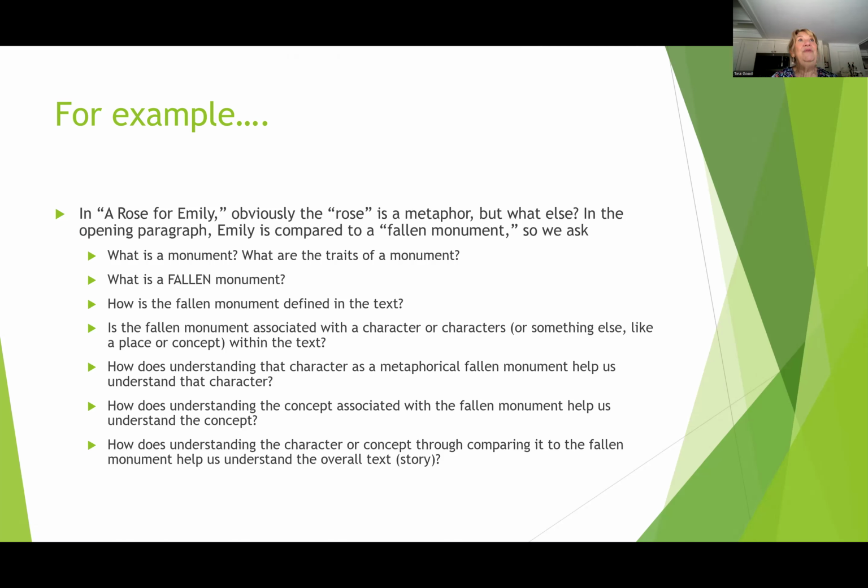So we would have to ask, why is it in the title? What is the rose for? What is the rose in the story? But we already know, right? The rose is love. So you could think of it as love for Emily. What is the rose? We don't know.